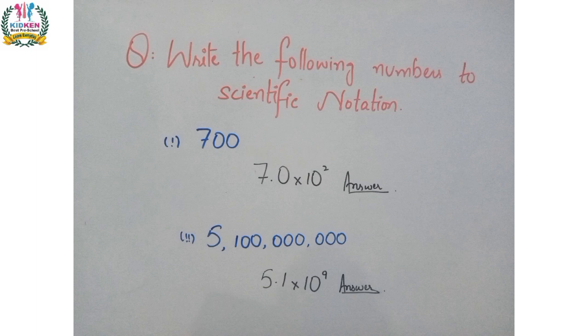Next question is 5100000000. So we have 8 zeros. So we can write this as 5.1 multiplied by 10 raised to the power 9, because we place the decimal point after 5. So we count the zeros, which is equal to 9.